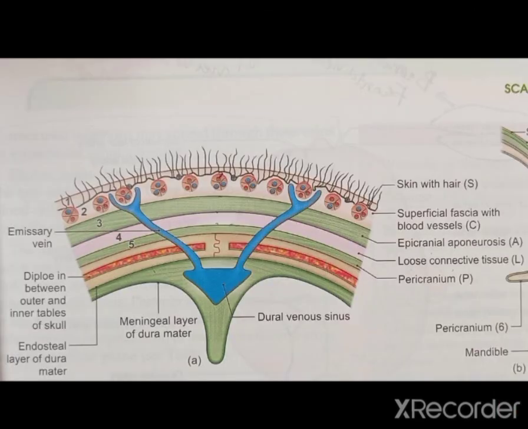Now friends, coming to the fifth layer, which is the pericranium. The fifth layer of the scalp, called the pericranium, is loosely attached to the surface of the bones, but is firmly adherent to their sutures, while the sutural ligaments bind the pericranium to the endocranium.